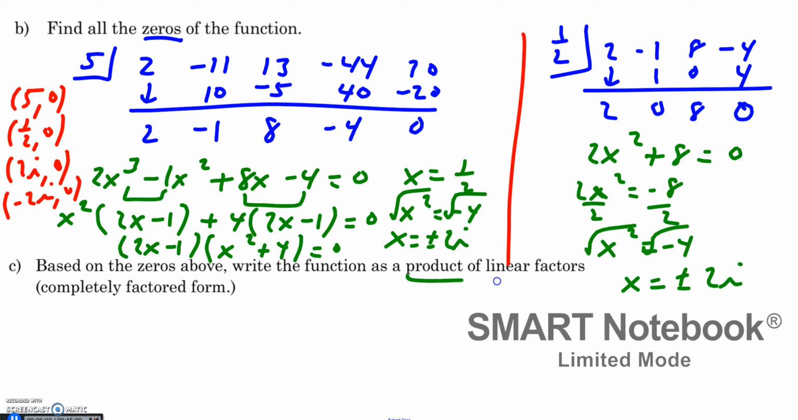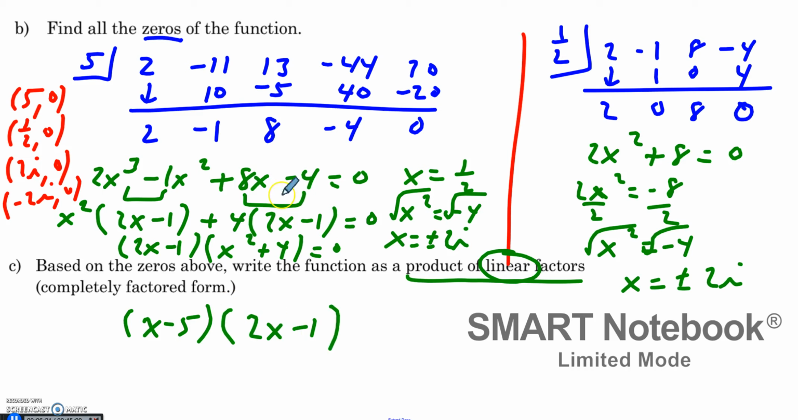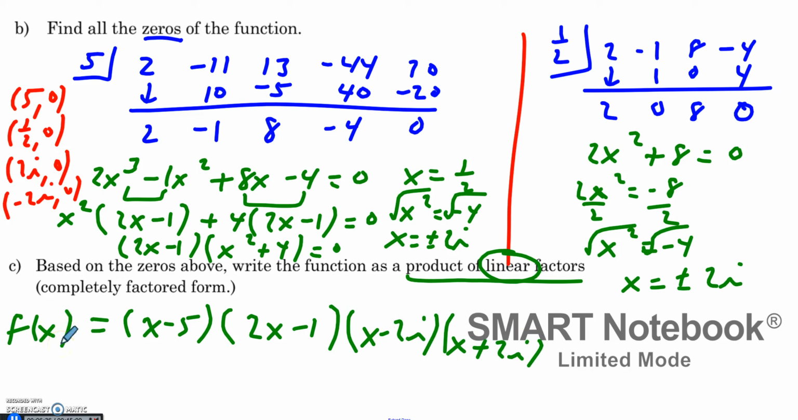If you'd like to write all the answers as a product of linear factors, that means the highest degree of each has to be 1. So the linear factor of the 0 of 5 comes from x minus 5. The factor of 1/2 is not x minus 1/2. It's going to be 2x minus 1, which actually comes from, if you factor by grouping, this piece right here, because this is what you set equal to 0. The other two would be x minus 2i and x plus 2i equals my function. I know that took a little bit, but I wanted to remind you about all the ins and outs of this problem.